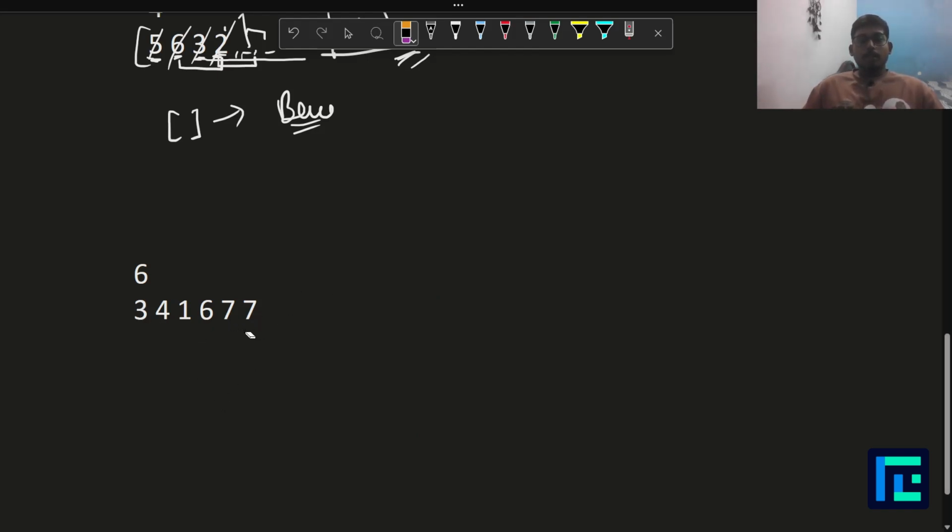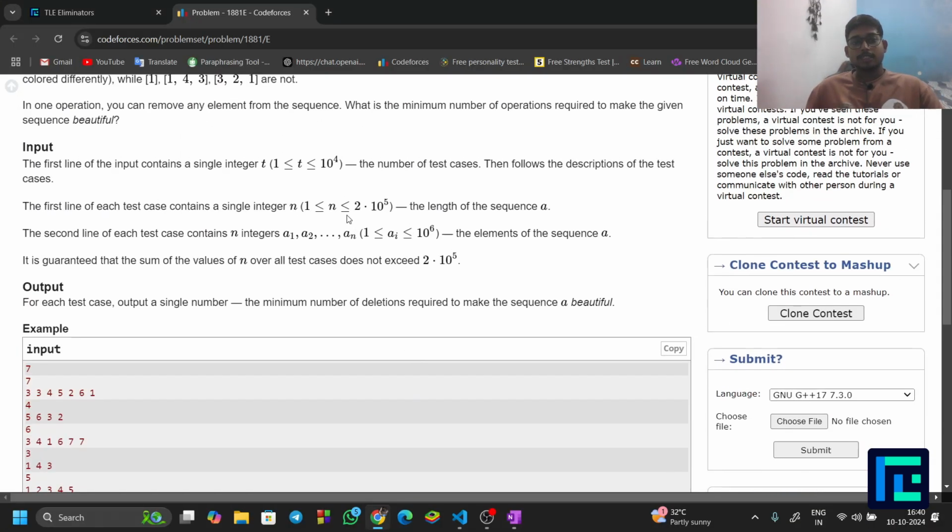Now, what's the problem here? The problem is, like in this test case, you saw one way was to remove these 2 elements, making it beautiful by 2 removals. Another way was to remove this element, making it beautiful with just 1 removal. But how would we find which elements we should remove to make it beautiful? So this was a little problematic thing. So let's first see the constraints and decide what time complexity would be acceptable here. So if we look, n is up to 2 into 10 to the power 5 and ai is up to 10 to the power 6.